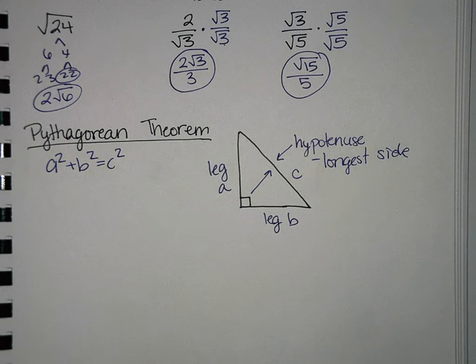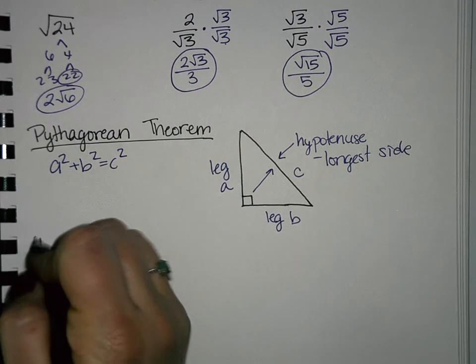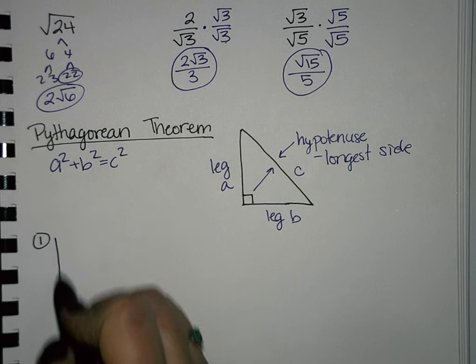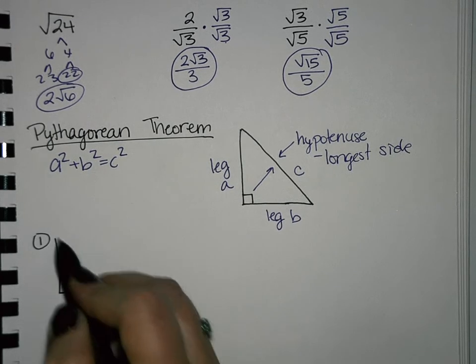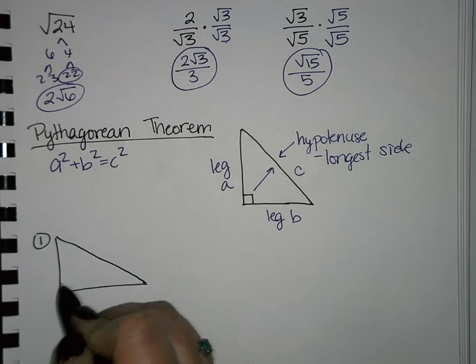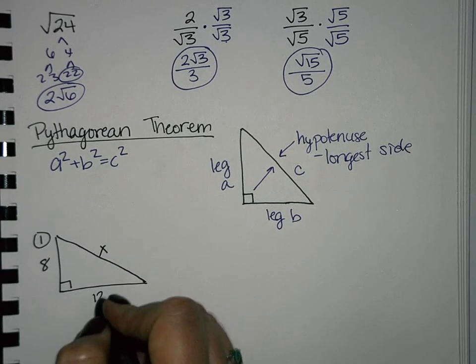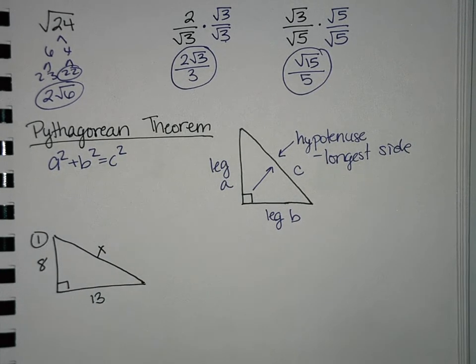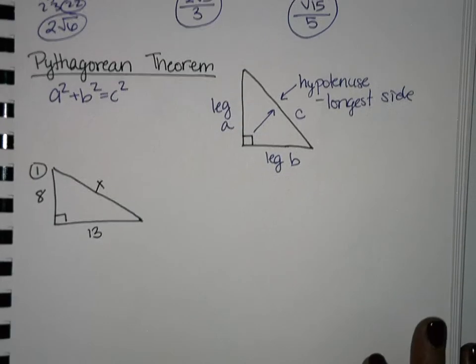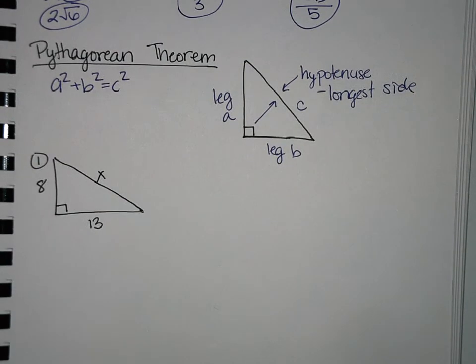All right, so we're going to be looking at the Pythagorean theorem in two different ways. The first way we're going to look at it is to find a missing side of a triangle. That missing side will not always be the hypotenuse. It can sometimes be a leg.